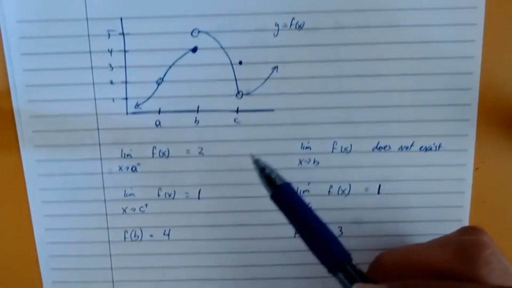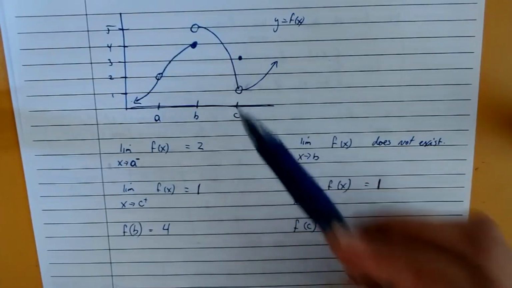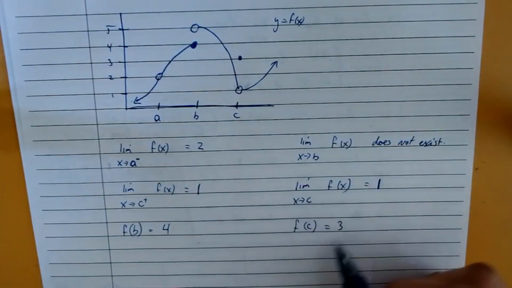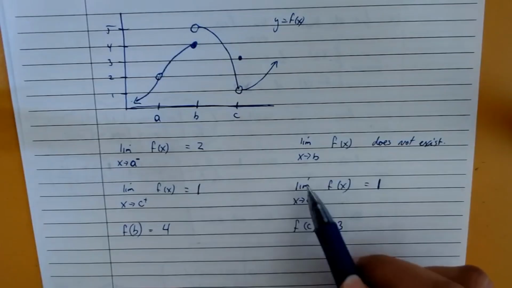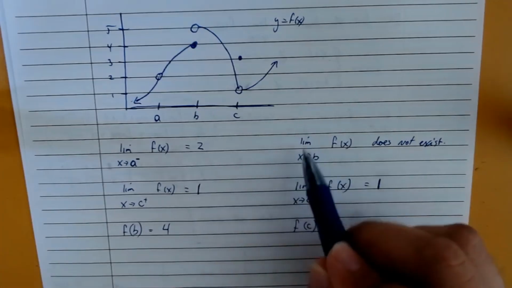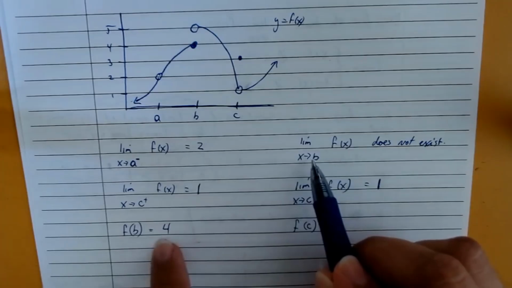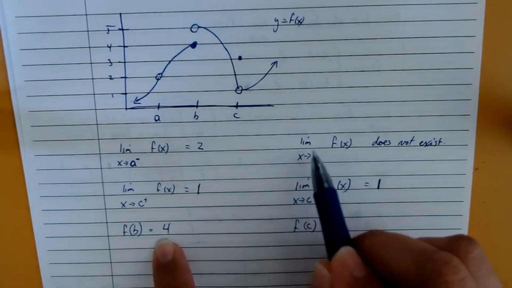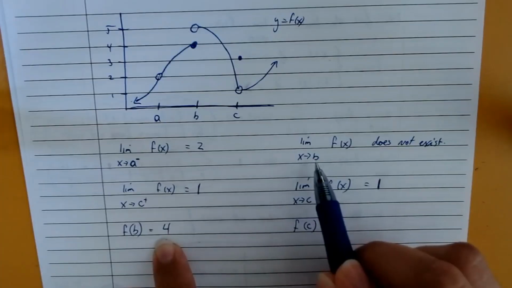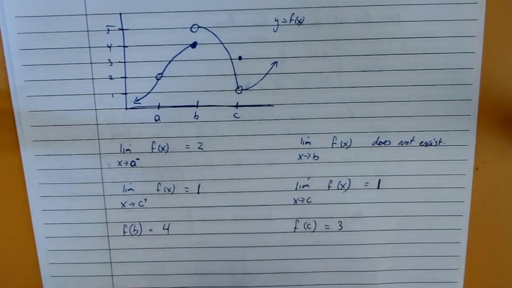So it is possible for you to take a limit and get one answer, and actually plug in the number and get a totally different answer. Because remember, here, you're not ever actually plugging in c. You're only plugging in numbers that are close to c. Here, you're never actually plugging in b. Notice, if you plug in b, you get 4, but you don't actually plug in b. You plug in numbers that get close to b, which is why these might be different.